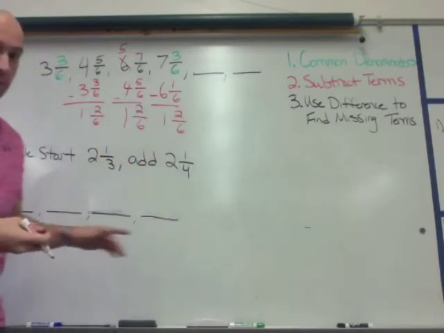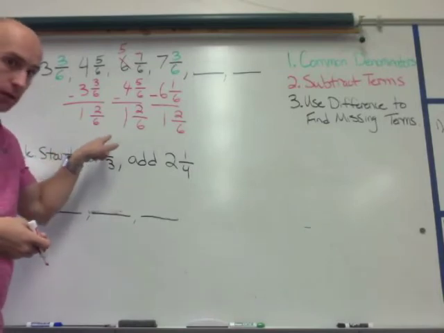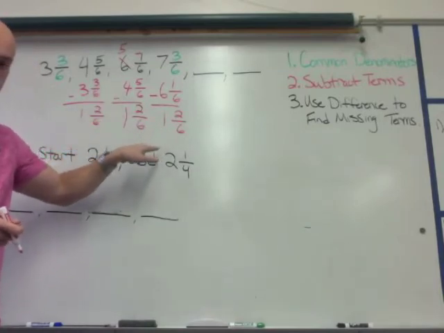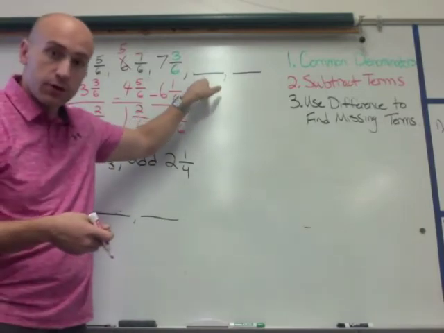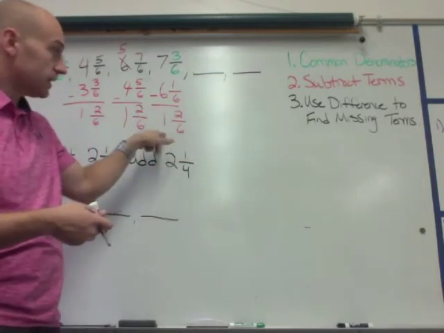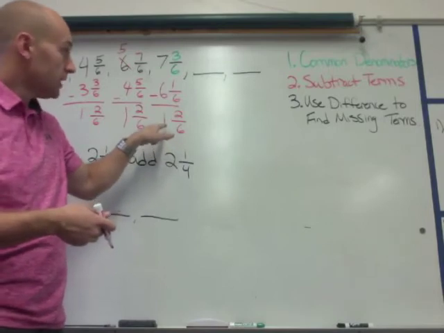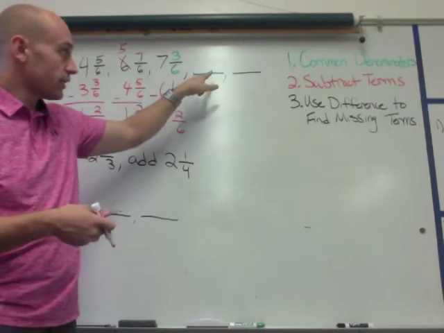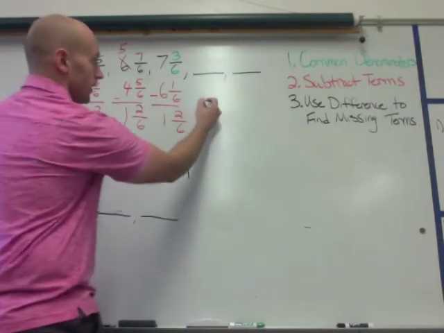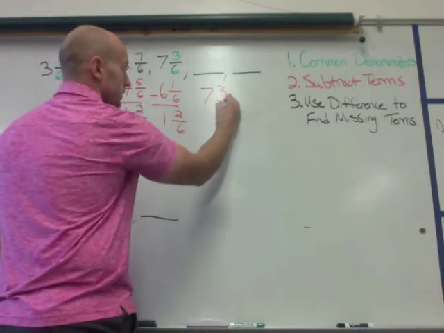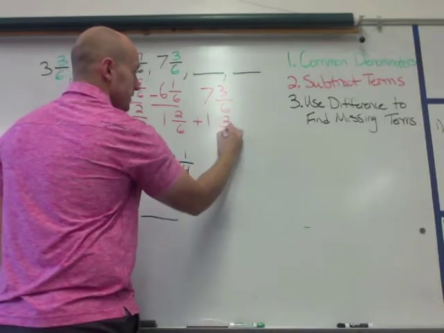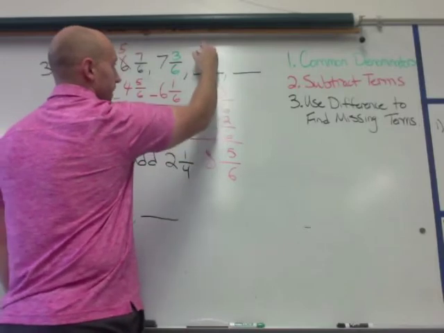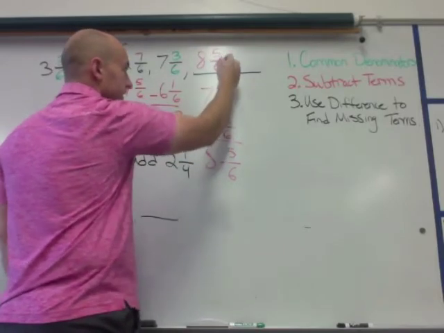Okay, so look at the pattern. Look what's going on. We found it. 1 and 2/6 is the difference between each set of terms. So to find these next two terms, guess what we have to do? We need to continue the pattern. So we need to add now 1 and 2/6 to 7 and 3/6, and that's how we're going to find this term. So let's do that. 7 and 3/6 plus 1 and 2/6 equals 8 and 5/6. So we've got 8 and 5/6.